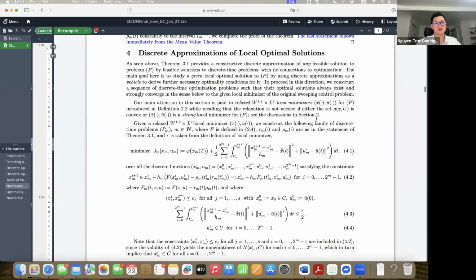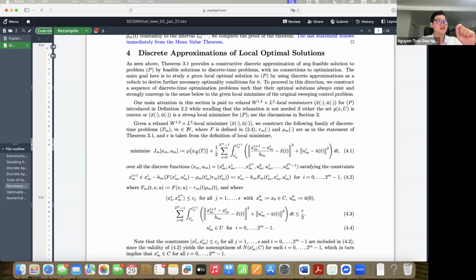After that, we will construct the discrete approximation this way. So for the cost functional, instead of x and u, you have x^m and u^m, right? For the terminal cost, you have x.